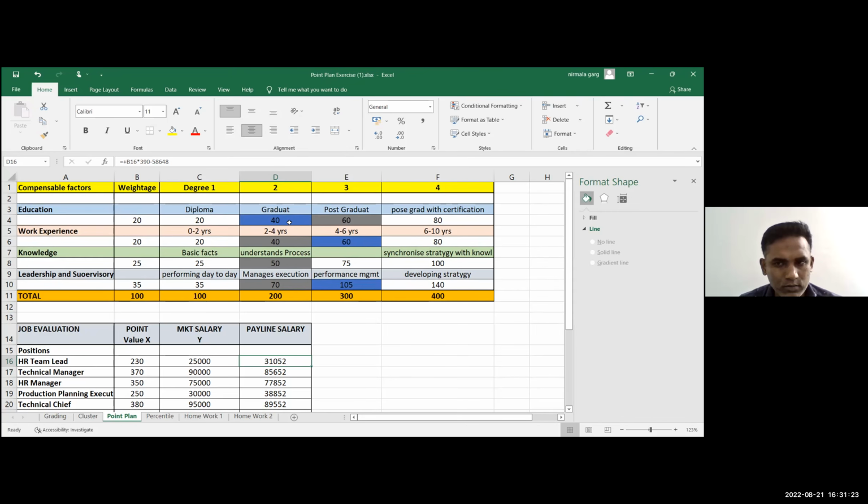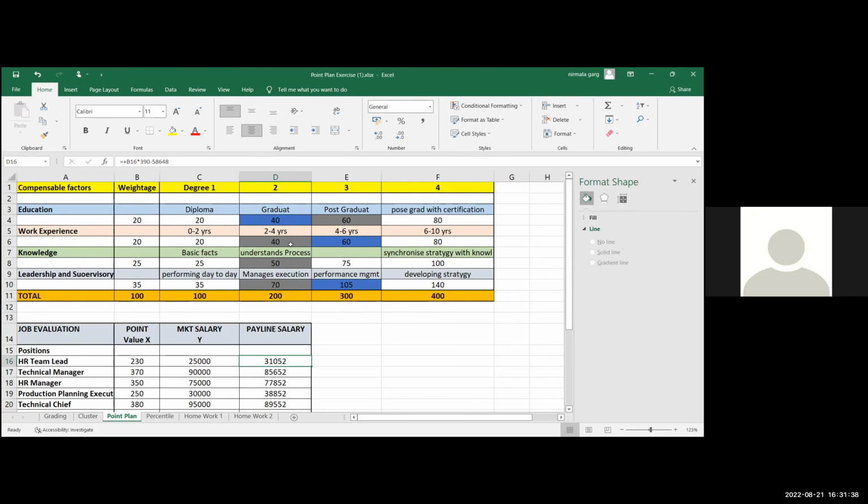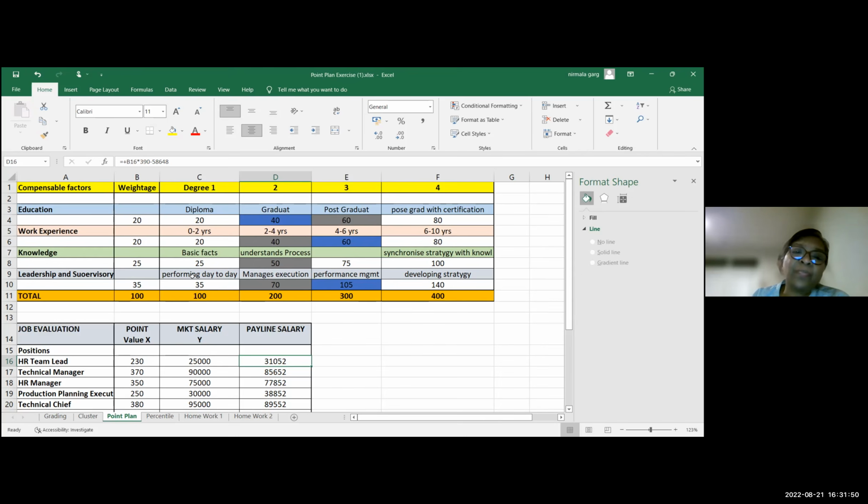40 points. Then, as per that job description, it requires 2 to 4 years of experience. How many points will I give? Again, 40. And this job needs to just understand processes, etc. 50. Then leadership and supervisory, just performing day to day. How many points will I give? 35. So the total point value will be 40 plus 40 plus 50 plus 35.